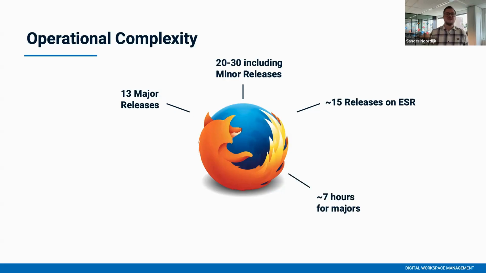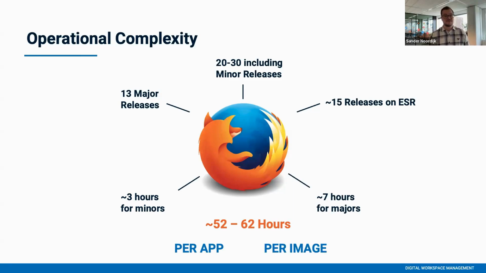So if we take a look at those major releases, that comes to about 7 hours for each major release and around 3 hours for minor releases, totaling up to between 50 to 60 hours spent annually on just updating Firefox. So this is per application, but also per image. And that leads to companies not updating their applications often enough because it's just too much work. Because this is just one application, how can they deal with all of the rest?